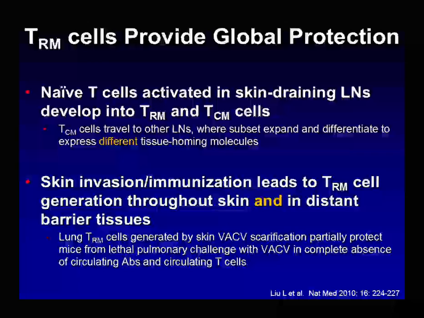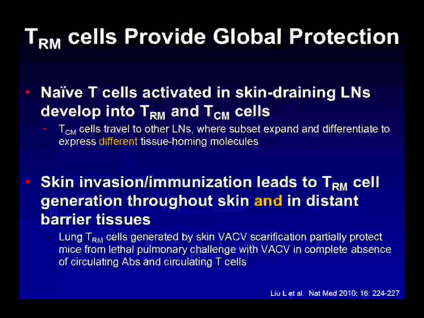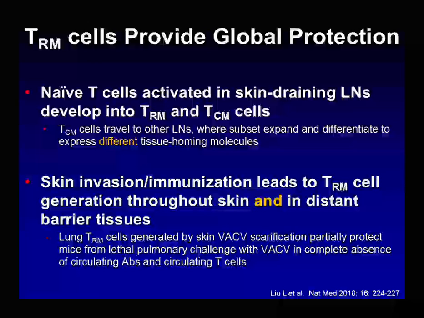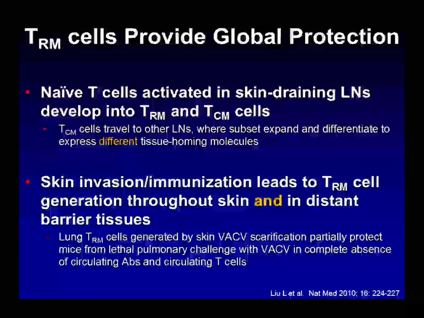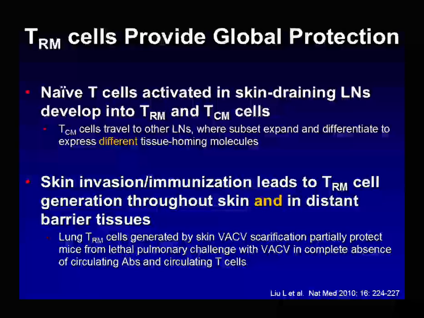So the body also recognizes that if something can invade the skin, then maybe it'll try to invade the lung, and it will put a few soldiers there to recognize that pathogen in the lung. And studies have also shown that those cells can be highly effective. Lung resident memory T cells that were generated by skin vaccinia scarification have been found to partially protect mice from an otherwise lethal pulmonary challenge of vaccinia in the complete absence of circulating T cells or antibodies.